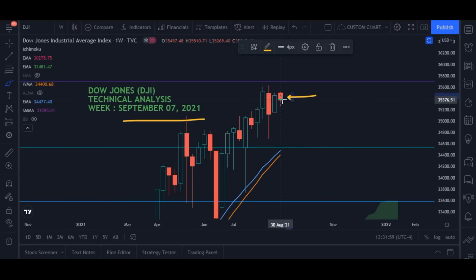One more thing, this bearish hammer is not saying that the market is necessarily about to go down. No, this bearish hammer is saying that the market is still in the bull trend, but it's weak.